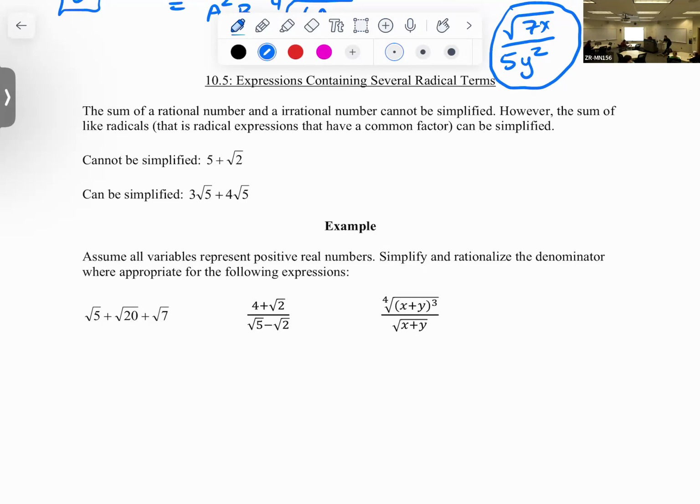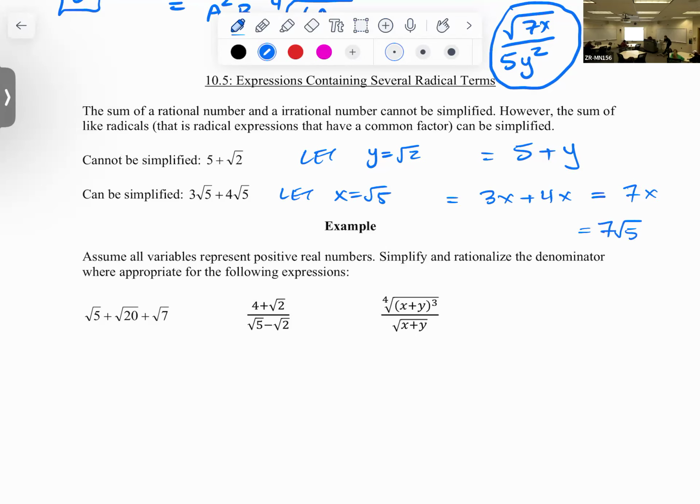Sometimes one of the things to do is think about the radical as a variable. So if I let y equal root 2, this equation actually becomes 5 plus y. That cannot be simplified any further. Similarly, if I let x equal root 5 here, this becomes 3x plus 4x. That does simplify to 7x, aka 7 root 5.